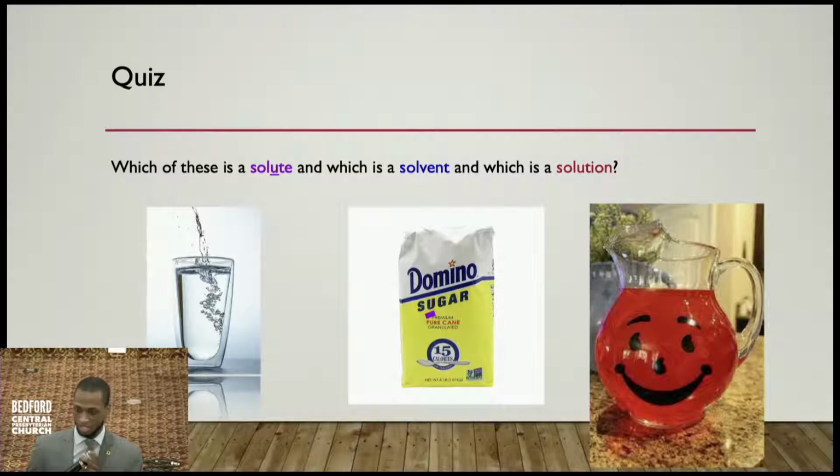So which one is going to be the solution? The Kool Aid, that's right. The Kool Aid has both. The solution is made up of the solute plus the solvent. So when you add those two together, you get your solution. So your solvent is your water, your solute is your sugar, your solution is the Kool Aid. All right?